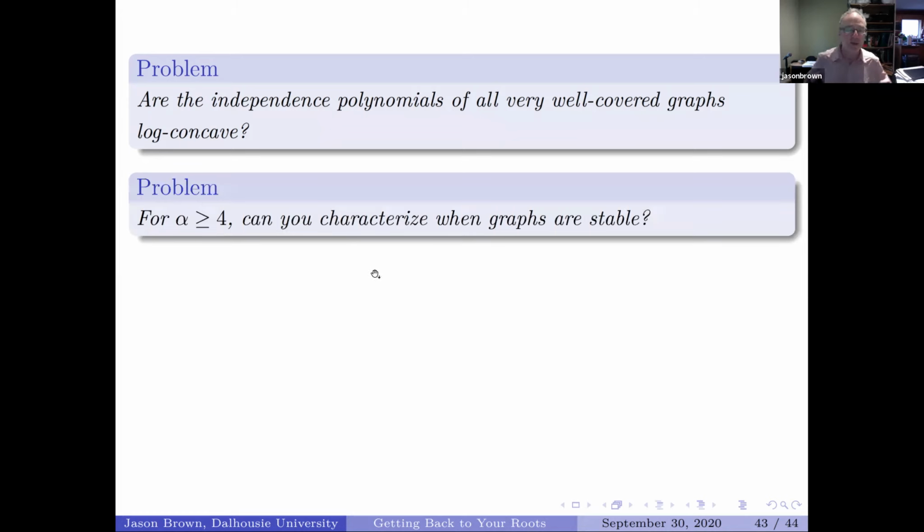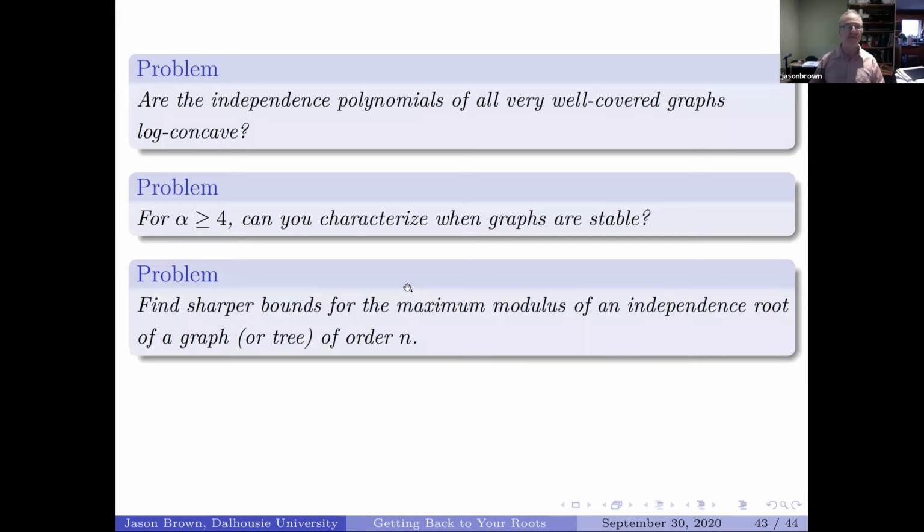Second problem. For alpha at least 4, can you characterize when graphs are stable? We saw when the independence number was at most 3, they're always stable. When alpha is at least 4, there are some graphs that are not stable, in fact, that have their roots as far into the right half plane as you like. So what about when alpha is at least 4? Can you characterize which graphs are stable?